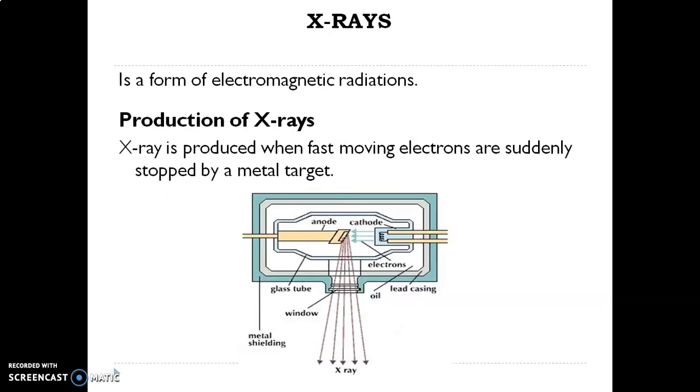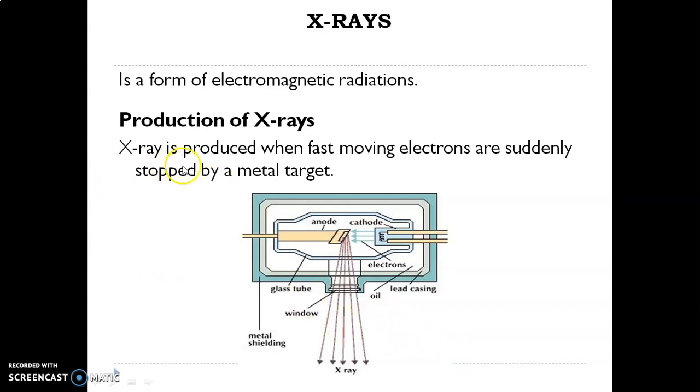But let's go to the X-ray. X-ray is a form of electromagnetic radiation. This radiation does not require a material medium for propagation. X-rays can be produced by using an X-ray tube.